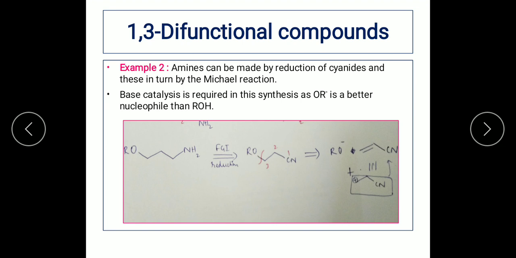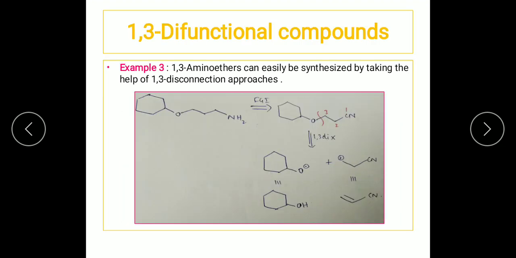So that's the reason we are going to write down the synthesis similar to the Michael reaction. That is, we're going to write down ROH plus cyanoethene in presence of a base, which is going to give rise to the amine as a target molecule. So writing down the synthesis for this kind of reaction is going to be just similar to the Michael reaction.